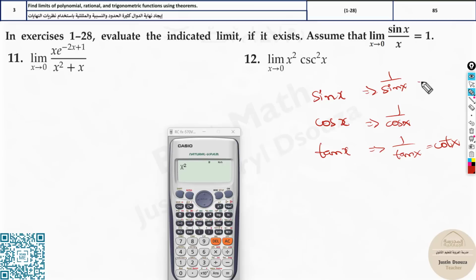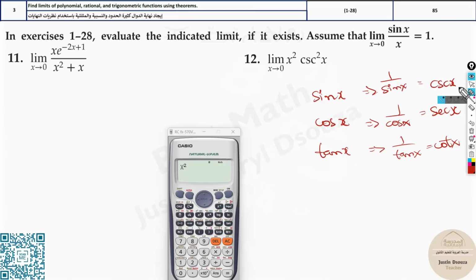Now many students tend to make this mistake. I've seen students write 1 by sine is secant x. Wrong. It is cosecant x. 1 by sine is cosecant x. Don't think, okay, s. No. If it is sine, it is cosecant. Whereas if it's cosine, it is secant x. This is a very important thing, because I've seen students tend to make this mistake.